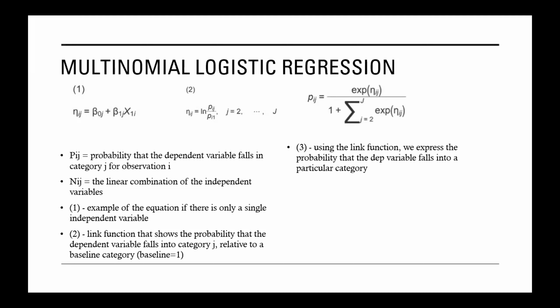Formula number 2 is a link function that shows the probability that the dependent variable falls into category J relative to a baseline category, which in this case is coded as 1. And number 3, using the link function, we express the probability that the dependent variable falls into one particular category.